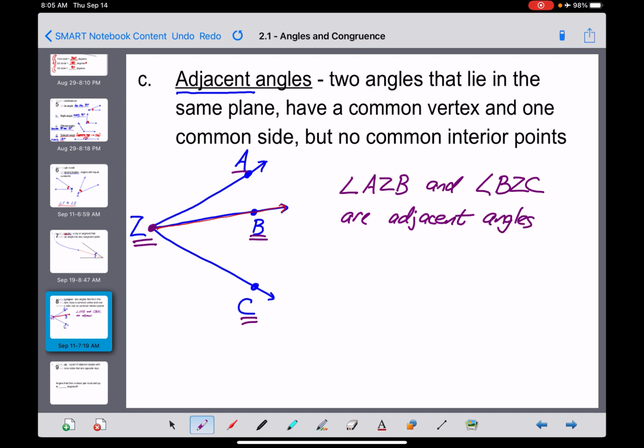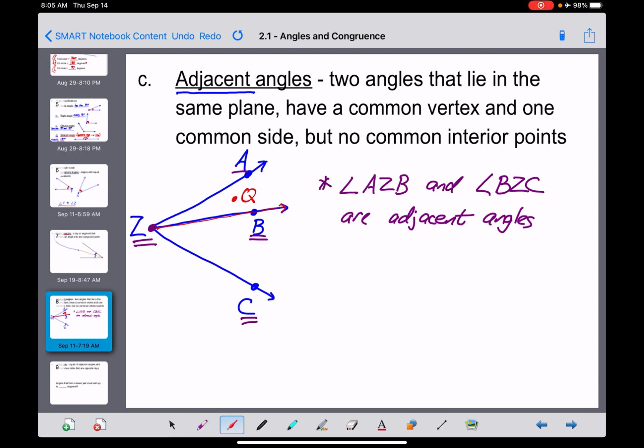They share the same vertex. They have the same side. They both share ray ZB, but no common interior points. Like, for example, point Q right here is in the interior of angle AZB, but it's not in the interior of angle BZC. So this statement is one you guys should put in your notes right there. That's what it looks like.